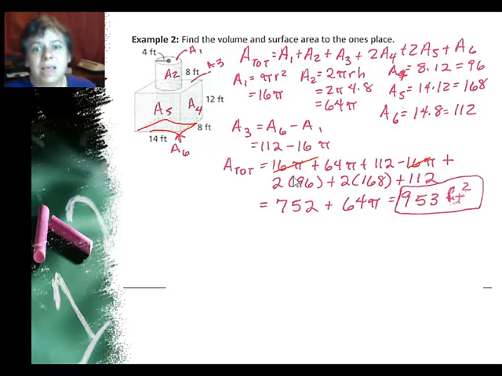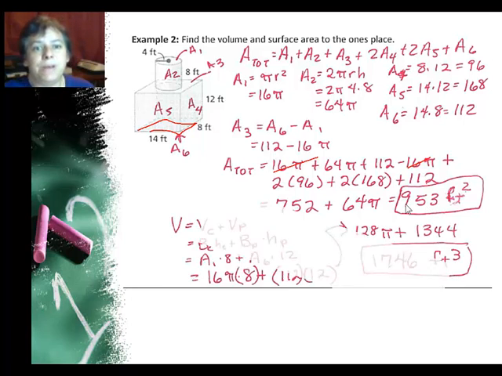Once I use my calculator, I put all the whole numbers together, 752 plus 64 pi. So this is my exact answer. And they asked to the ones place, and when I use my calculator, I get 953 feet squared. That's a big shape. Now, so I found the total area, and now I'm going to find the volume.